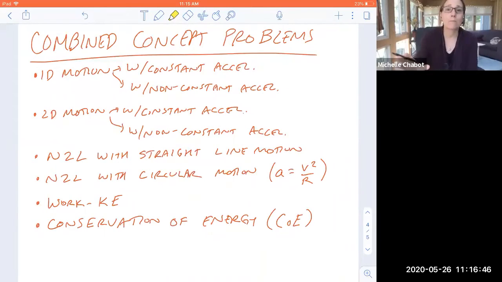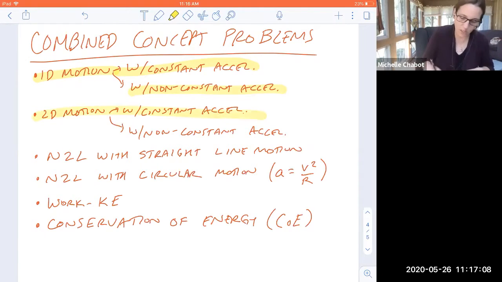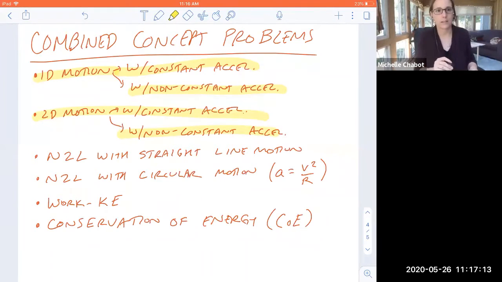Okay, to end this module, let's just see where we're at so far with this course. So we've learned quite a few problem-solving techniques. To recap, we have our 1D motion, with constant acceleration, where we can use our kinematics equations, or non-constant acceleration, where we have to use calculus. And then we have the same thing in 2D motion: constant acceleration, or use calculus for non-constant acceleration.